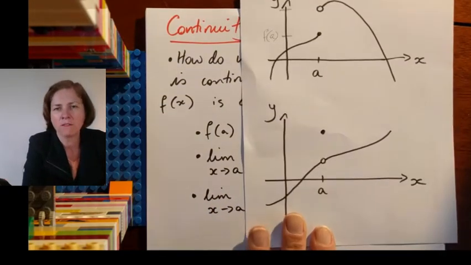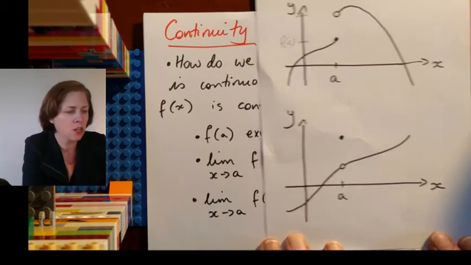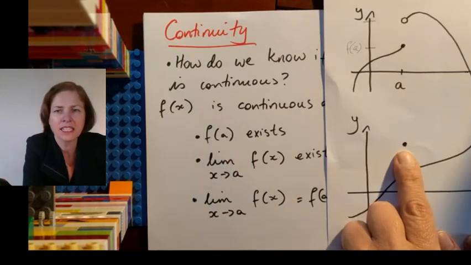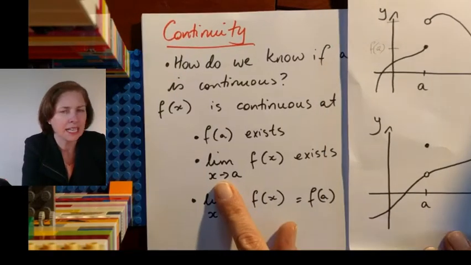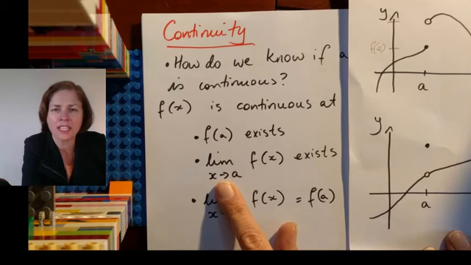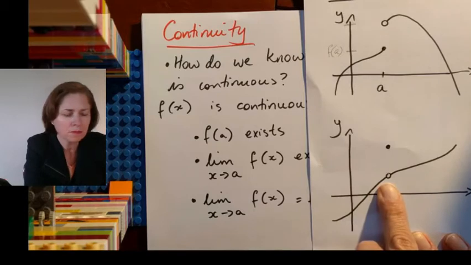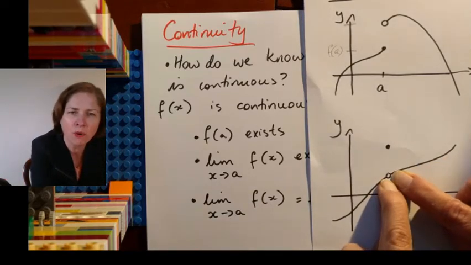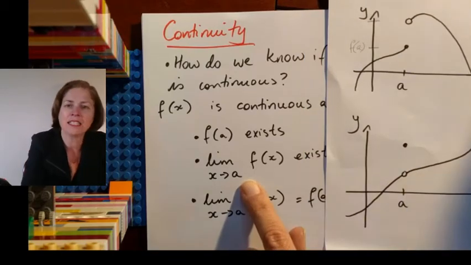Now here's another kind of jump, but the criteria are slightly different. If I look at the first criterion, does f of a exist? Yes, it does. It's right there. There is a value for f of x when x equals a. Does the limit as x approaches a of f of x exist? Well, if I approach from the left and if I approach from the right, I am approaching the same point, which means I'm approaching the same y value. So yes, the limit exists.